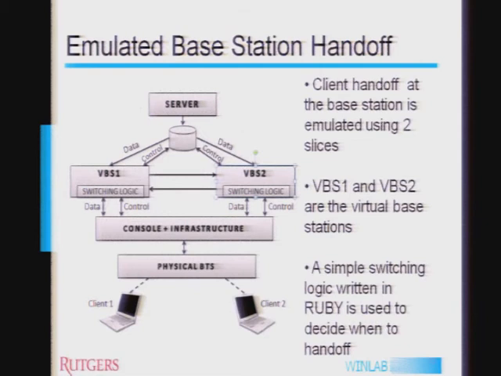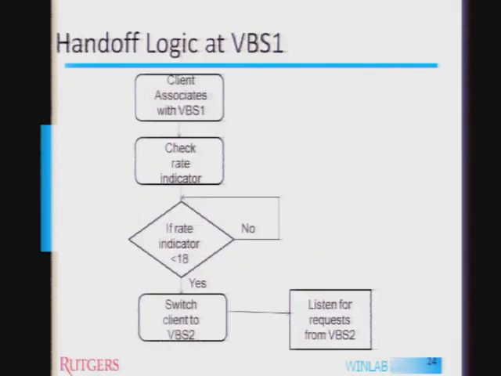Client handoff at the base station is emulated using two slices. One is virtual base station slice 1. I create a slice, and then I create another slice, which is essentially a virtual machine. The experimenter would set up this base station handoff using simple programming logic in Ruby, which I've explained earlier, showing how he would actually use this infrastructure. It's a 4 to 5 line code written in Ruby to illustrate base station handoff.